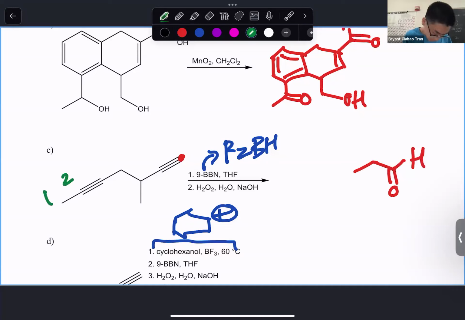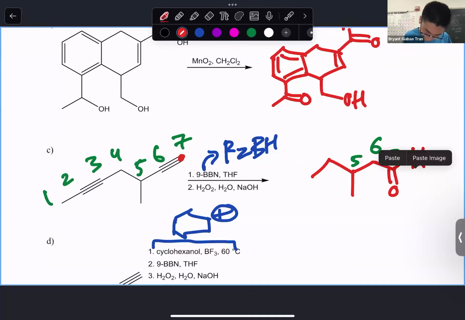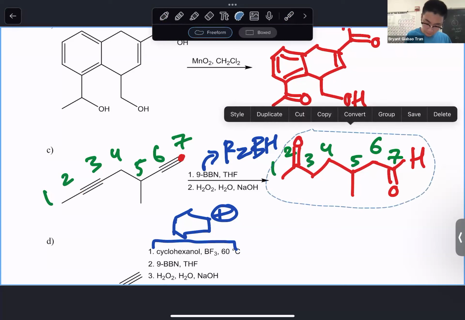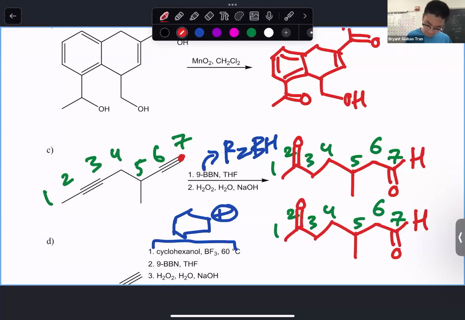Numbering it might help. 1, 2, 3, 4, 5, 6, 7, 7, 6, 5, methyl, and then 4, 3, 2, 1, 1, 2, 3, 4. But this internal alkyne here does not have an anti-Markovnikov position, so the carbonyl could be on carbon 2, like that, or it could go on carbon 3. Like this. 2 different products.